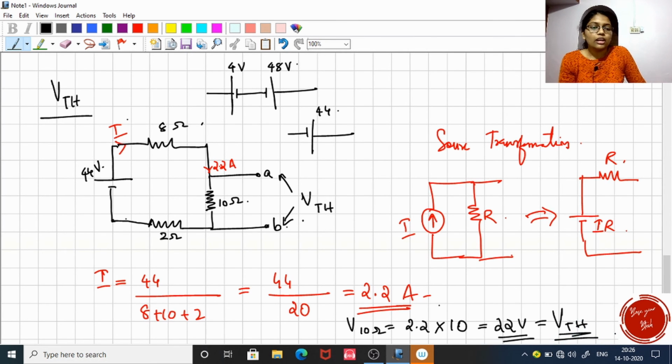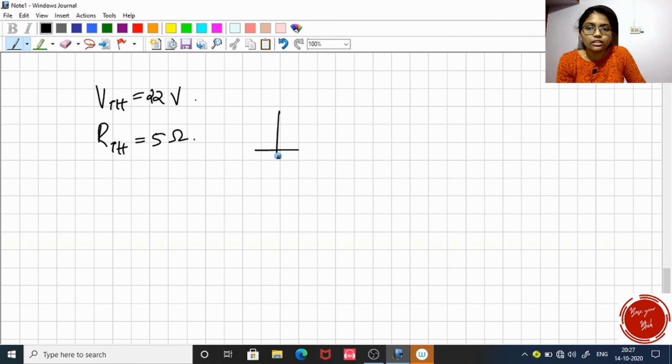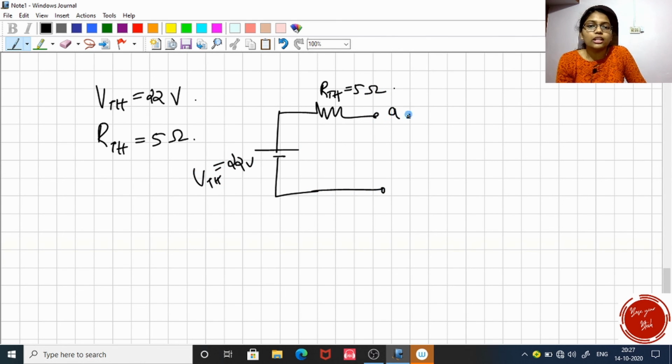Now our VTH is ready, 22 volt, and the resistance RTH is also ready, that was 5 ohms. So let's draw the Thevenin circuit: 22 volt in series with our 5 ohm RTH. Both are connected to the terminals AB. Here is your Thevenin's voltage.